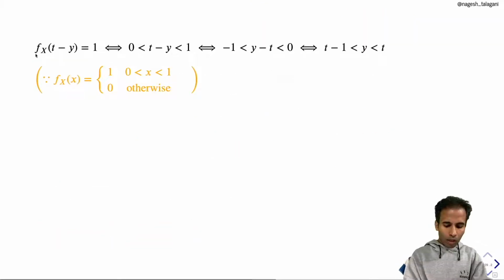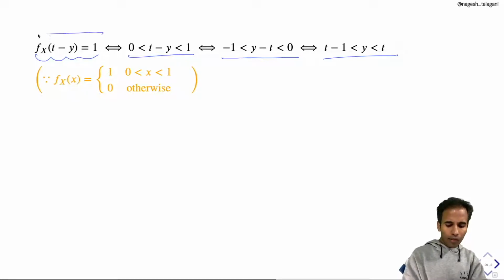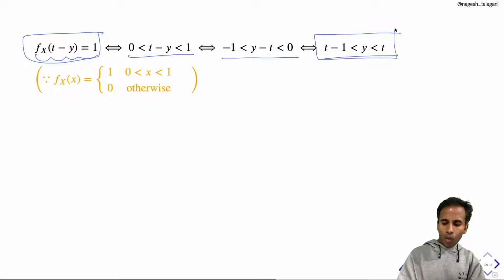Here fX(t − y) = 1 if and only if t − y comes from the interval 0 to 1. Okay, the same thing I can rewrite like this. If I multiply each side by a minus, the inequality gets reversed, so I can write −1 < y − t < 0. If I add t to each side, I end up with t − 1 < y < t. Okay, fine. So fX(t − y) = 1 if and only if y is between t − 1 and t.